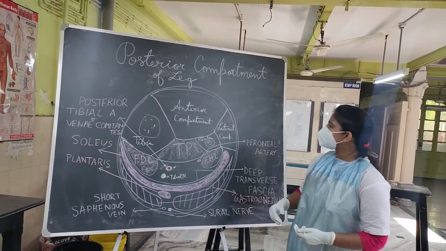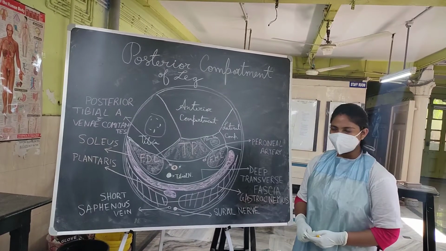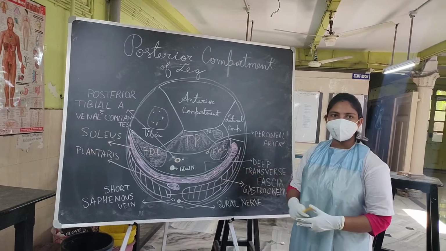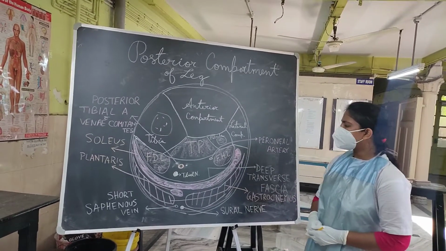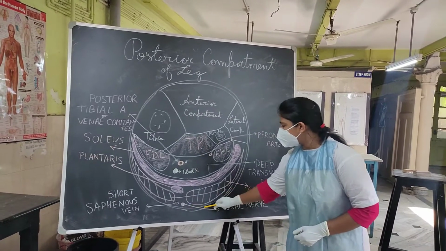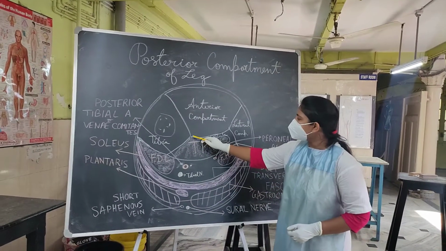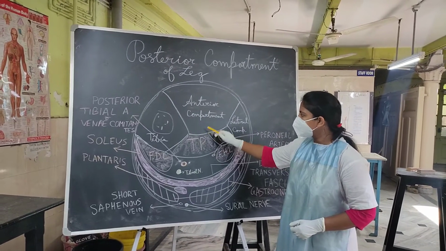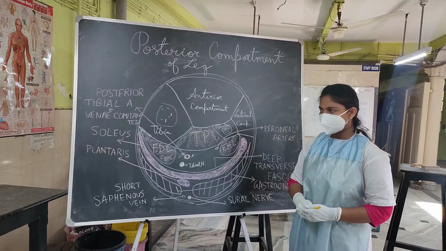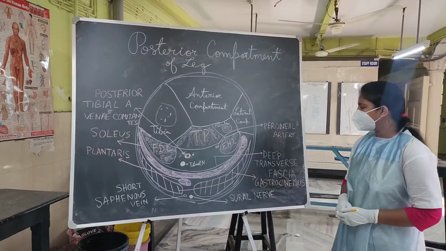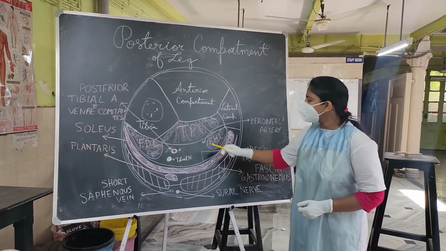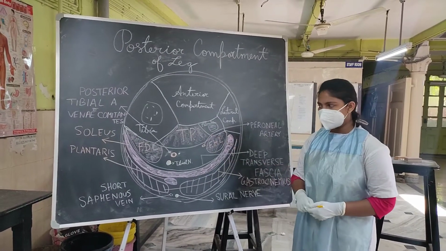The leg is subdivided into three compartments: anterior compartment, lateral compartment and posterior compartment. The posterior compartment is bounded posteriorly by the deep fascia of the leg, anteriorly by the interosseous membrane, in between the tibia and the fibula bone. The posterior compartment is subdivided by the deep transverse fascia into superficial and deep compartments.